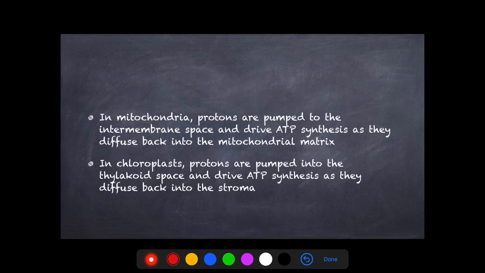So in the mitochondria, you have something called protons that we've studied before, and they're going to be pumped into the intermembrane space in order to make ATP synthesis occur. ATP synthesis is just the production of ATP. And as they're pumping these protons into the intermembrane space, they're actually allowing ATP synthesis to occur even as they diffuse back into the mitochondrial matrix.